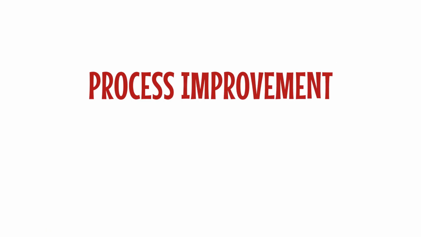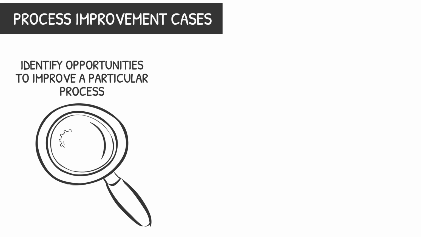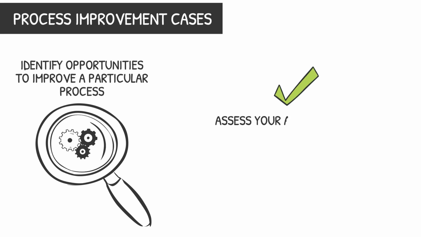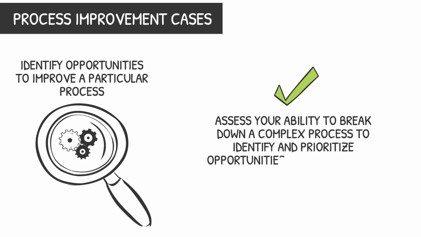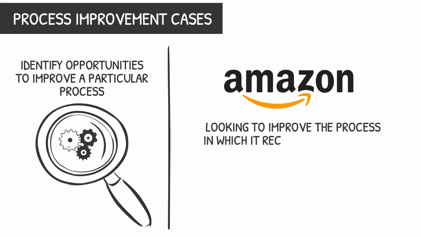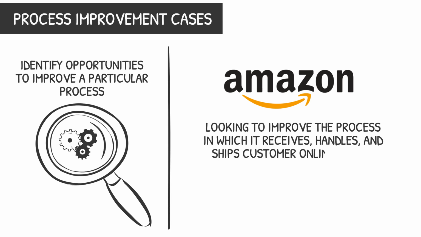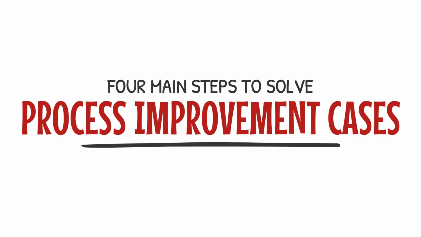The second type of operations case interview are process improvement cases. Process improvement cases ask you to identify opportunities to improve a particular process. They assess your ability to break down a complex process to identify and prioritize opportunities for improvement. For example, Amazon is looking to improve the process in which it receives, handles, and ships customer online orders. How can they improve this process? There are 4 main steps to solving these cases.